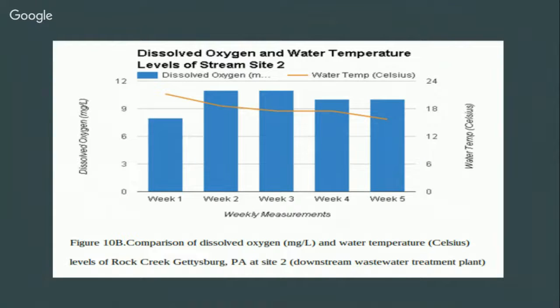This is the comparison graph of dissolved oxygen and water temperature for Site 2. The comparison graph shows that the dissolved oxygen increased with the temperature when the temperature decreased for all sites.